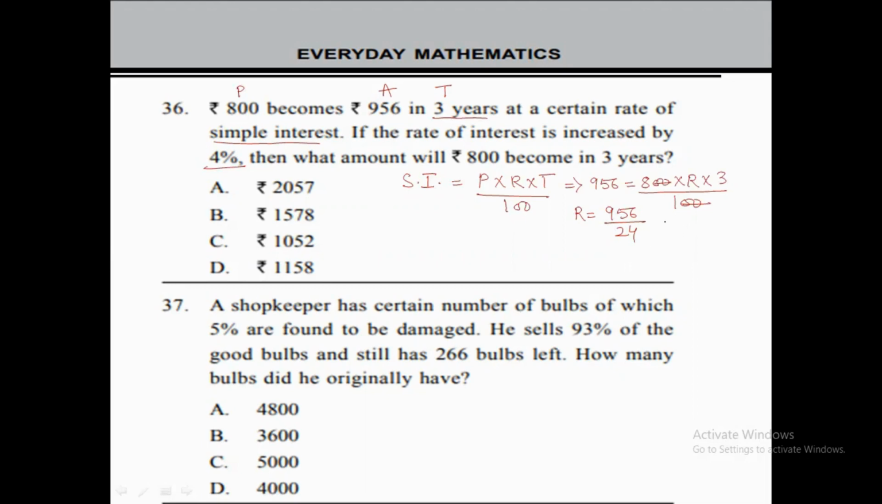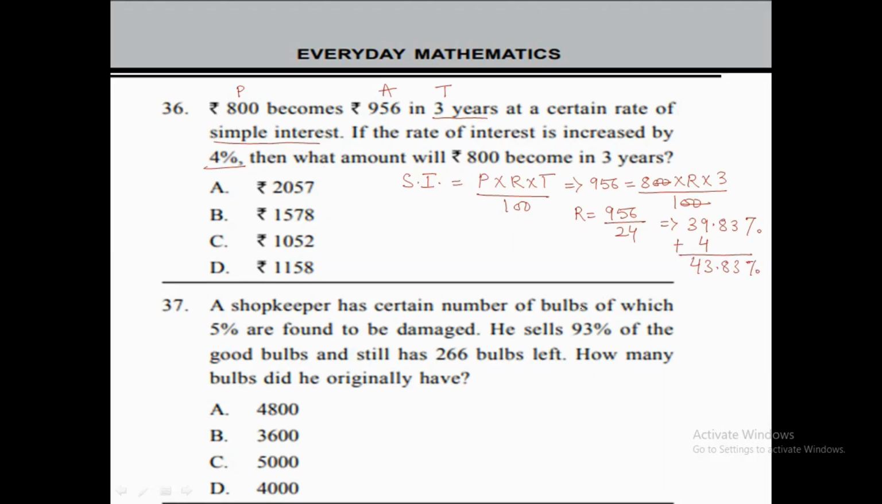Okay, we are getting 39.83. Yes, 39.83 we are getting as our interest, 39.83%. Okay. Now the question is saying if the rate of interest is increased by 4%. Now it is increasing by 4%. So we have to increase this 39.83% by 4%. If we increase it by 4%, what are we getting? We are getting 43.83% as our rate of interest.